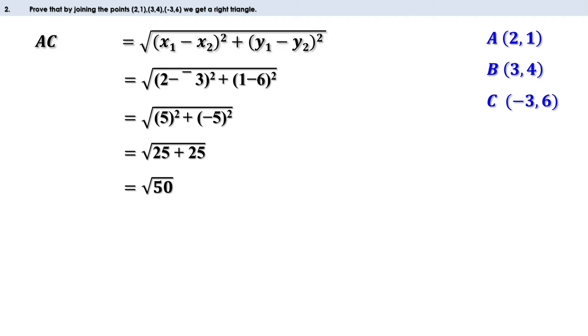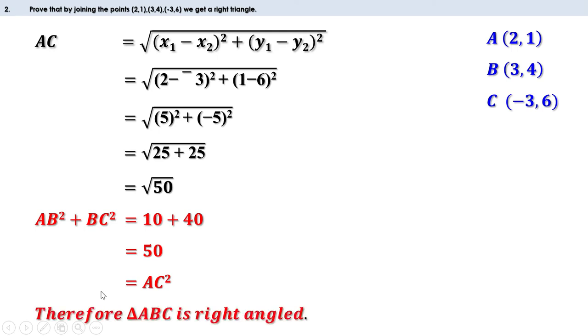Length of the side AB is root 10, BC is root 40 and AC is root 50. AB and BC are the smaller sides. So let us find the sum of the squares of them. Since AB is root 10, AB square is 10. BC is root 40, BC square is 40. And 10 plus 40 is 50, which is the square of AC. That means AB square plus BC square is equal to AC square, or base square plus altitude square is equal to hypotenuse square. Therefore, this triangle is a right angle triangle.